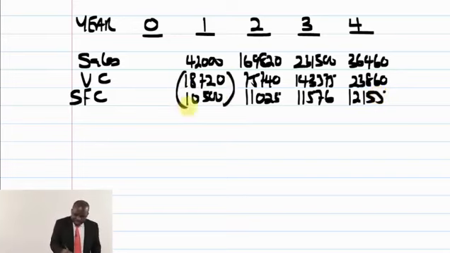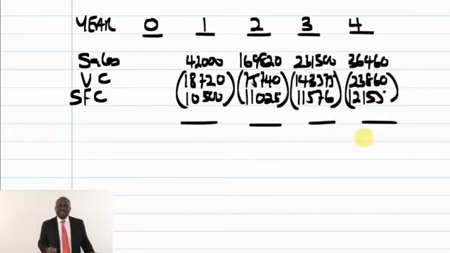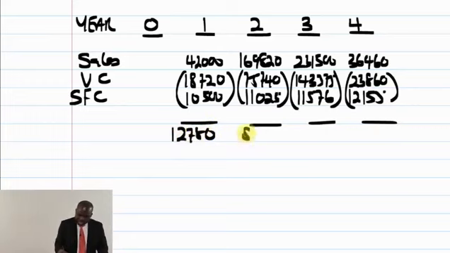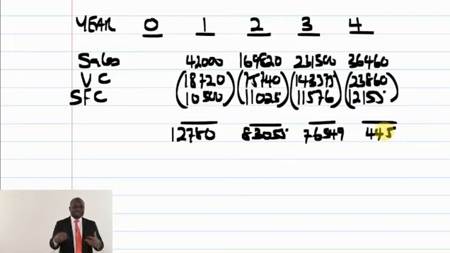So remember, these are costs. So if there's no other cost, I sum them up. When I sum them up, it gives me what is called the cash profit. Okay? So when you sum them up, it's giving you 12,780, 83,055, 76,549, and then 445. This is what is technically called cash profit. The moment you see cash profit, something should happen.